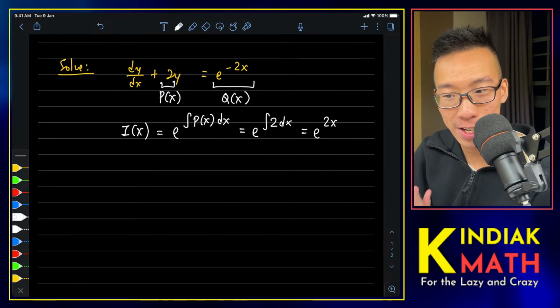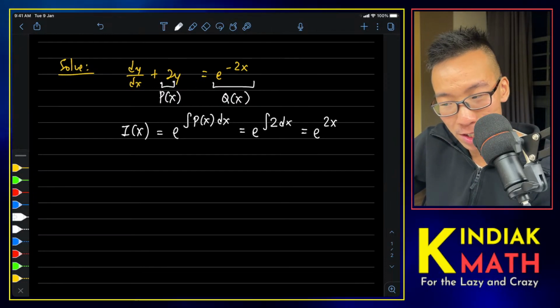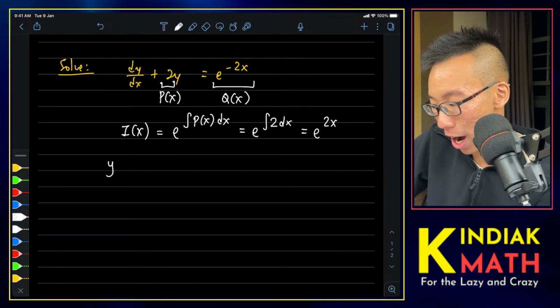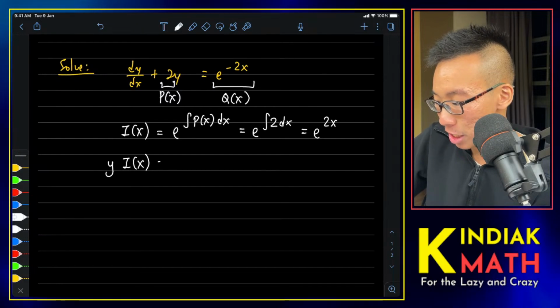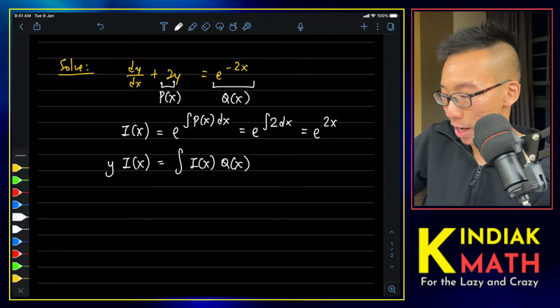Now with the integrating factor, we are now ready to write out the general solution, which looks a bit like y times I of x equals the integral of I of x times q of x.